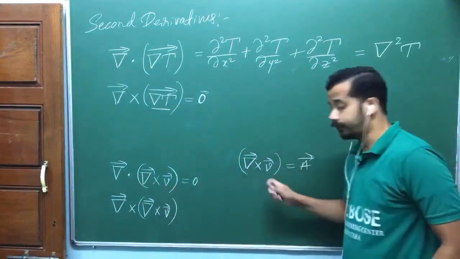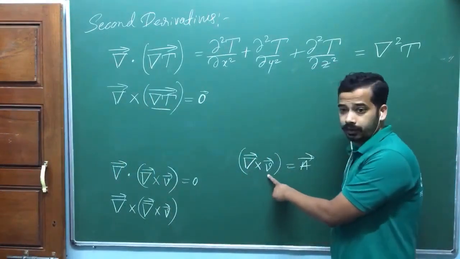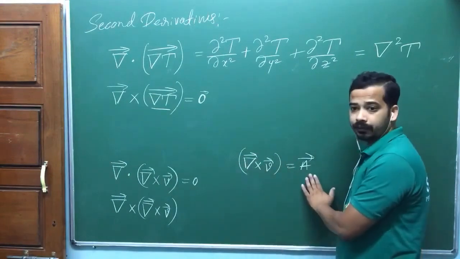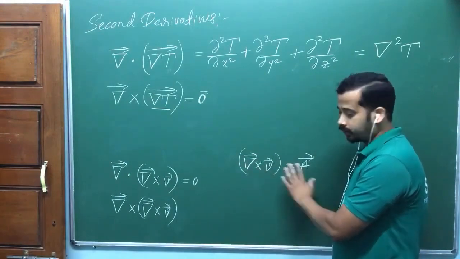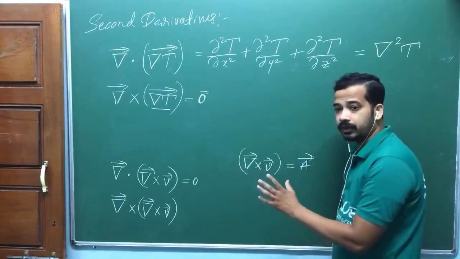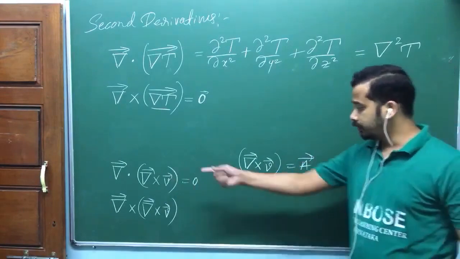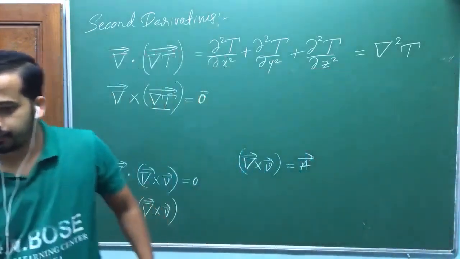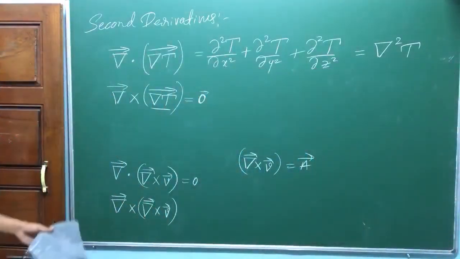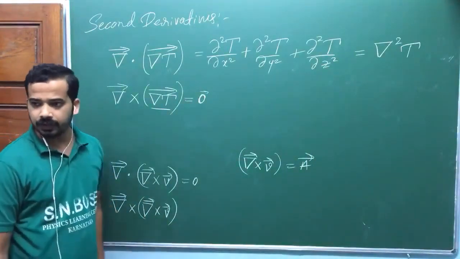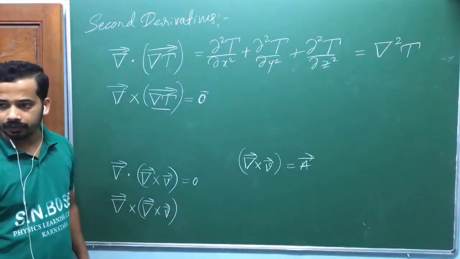Whatever the vector field you take, if the curl exists, then that curl is another vector field. The curl of any arbitrary vector field is a special class of vector field which will never diverge. That means the divergence is 0. You can show this one also later, after taking some fundamental theorems, you will be able to accept this one.